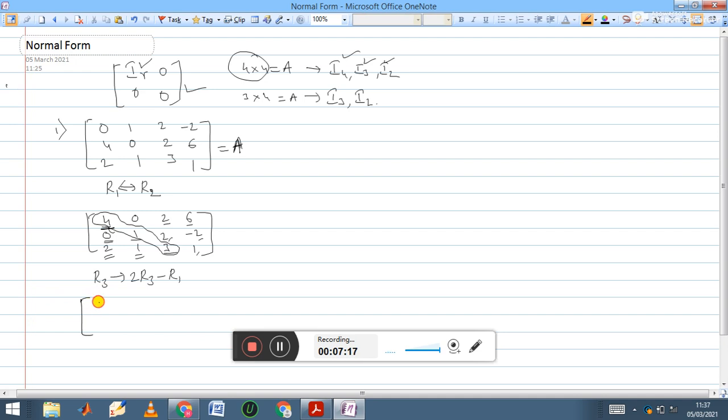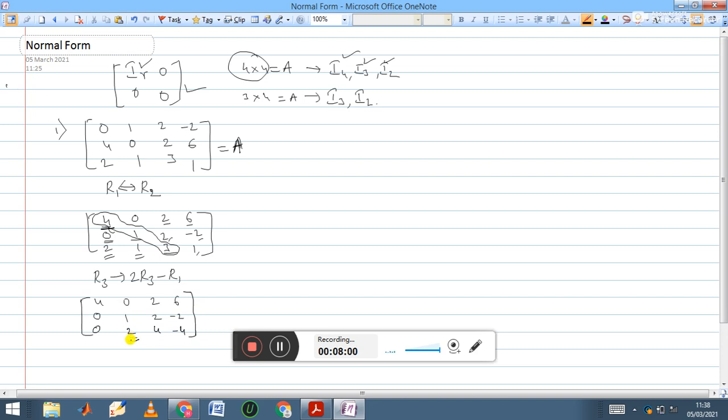Then your next resultant matrix has first row elements as they are, 4, 0, 2, 6, then second row elements as they are, 0, 1, 2, -2. On the third row you apply the operation 2R3 minus R1: multiply the third row by 2 and subtract R1. Then your resultant elements are 0, 2, 4, -4.